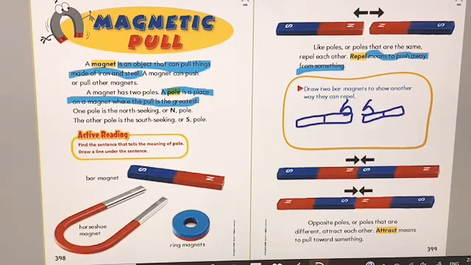What about the opposites? When you put north and south, just like this picture, or south and north, they definitely will attract. And attract means to pull toward something. So opposite poles attract each other. Definitely different poles or opposite poles attract each other.